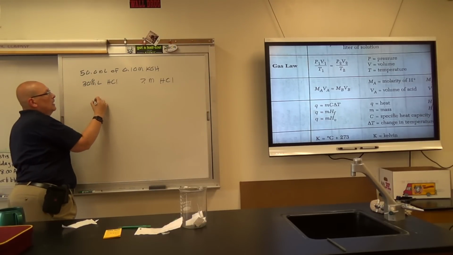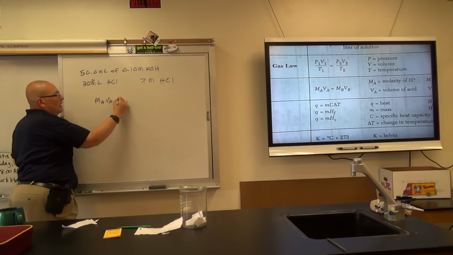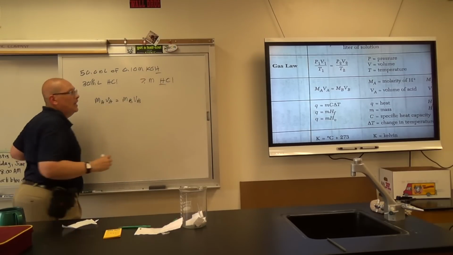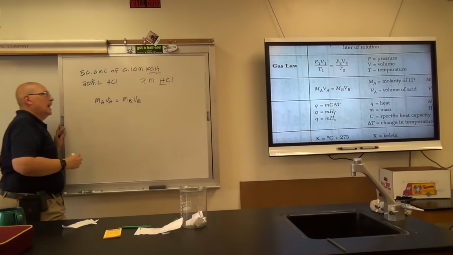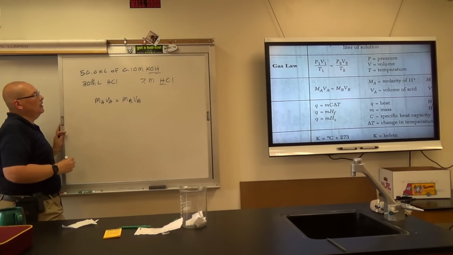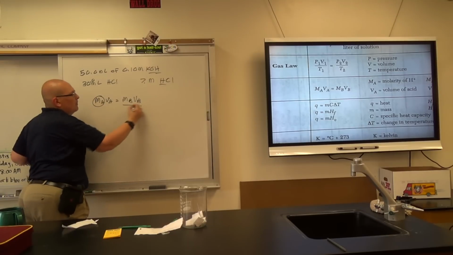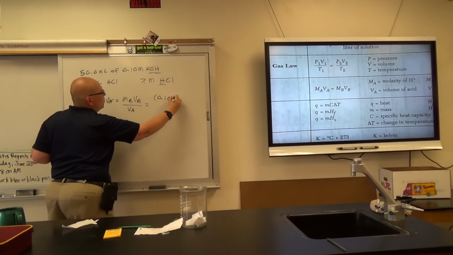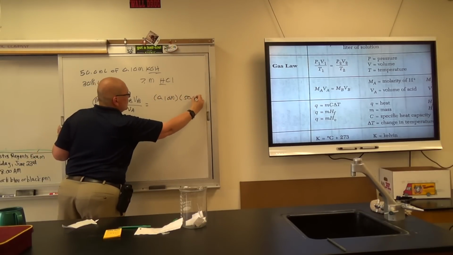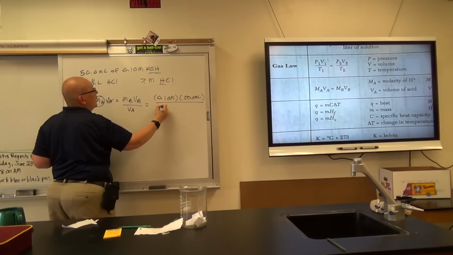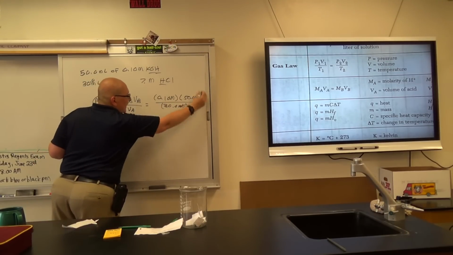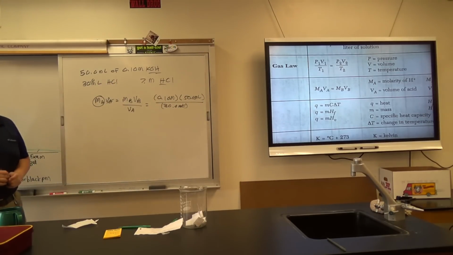So we take MAVA equals MBVB. We can use that directly because there's one H and one OH. And so we're trying to solve for the molarity of the acid. So we divide by the volume of the acid and we plug it in. We put 0.10 molar times 50.0 milliliters over 30.0 milliliters. Milliliters cancel and you'll get your answer that way.